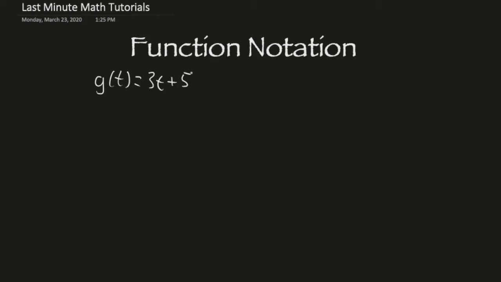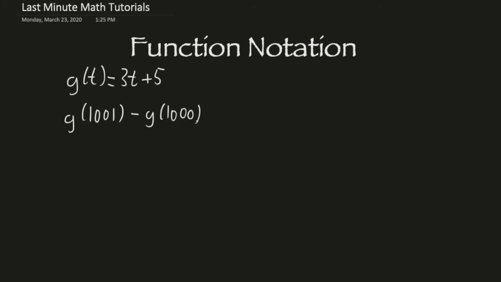Remember, 3t plus 5 is equal to g of t, meaning that for g of 3, t is equal to 3. As a result, all we have to do is substitute 3 for t. So let's do that. So as a result, we now know that g of 3 is equal to 14. Next, let's go into a slightly different example.